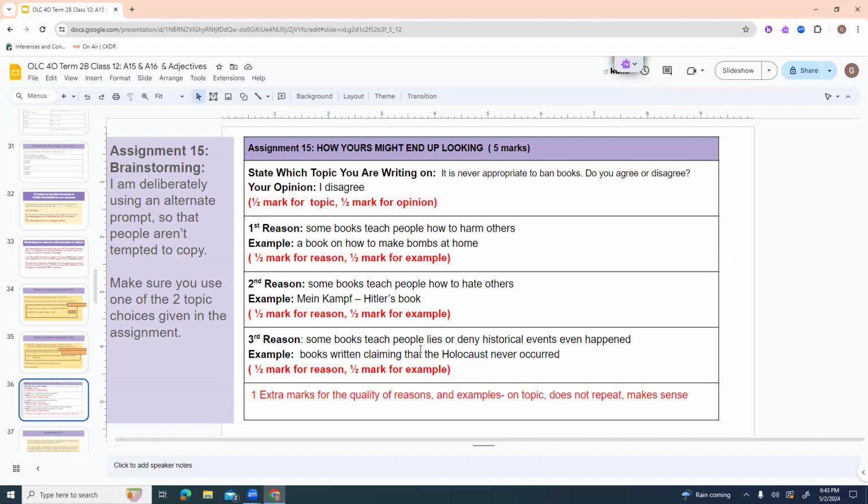Third one, some books teach people lies or deny that historical events even happened. For example, books written claiming that the Holocaust never occurred. Half a mark for the reason, half a mark for the example. And then you've got one extra mark for quality of the reasons, the examples, the topic. It's kind of a generic mark. So you've got an easy 4 marks as long as you just follow the instructions. And then if it seems like it's on topic and you're not repeating yourself and it all makes sense, you get an extra easy 1 mark. So super easy to get 5 marks for this, okay?